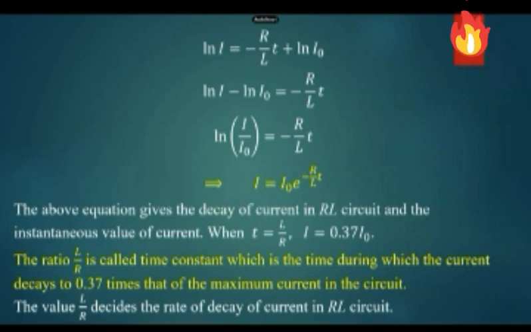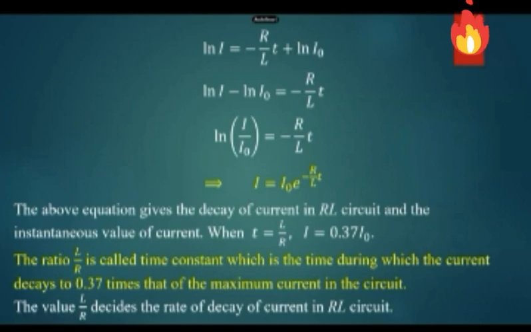If the L by R ratio is very small, if the time constant is very small, the decay of current is going to be very fast. Suddenly the current decreases. If the L by R ratio is large, then the current will decrease slowly. So the rate of decay of current will be slower. L by R decides the rate of decay of current in an RL circuit.